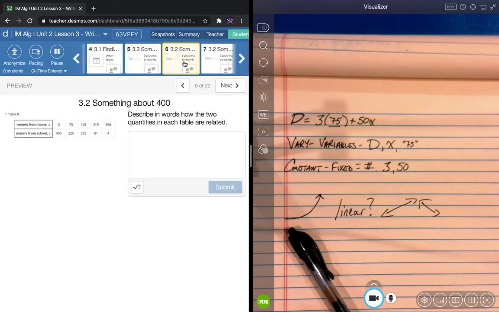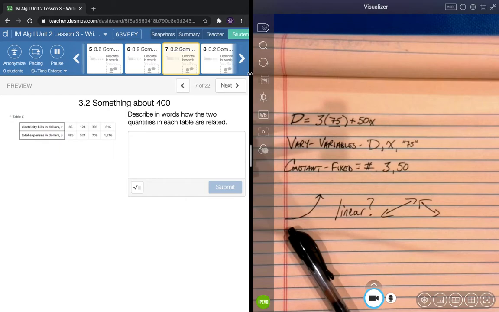Now, how are these related? It's a good question. We look here and we see a 400, 0, 325, 75. Those all add up to 400. So here y is going to equal 400 minus x. That's how we get that. Because there we take away 0 and it's still 400. We take away 75 and it's still 325.